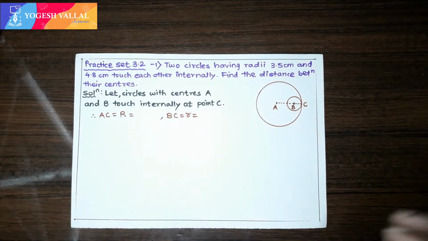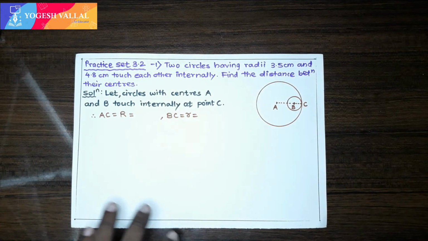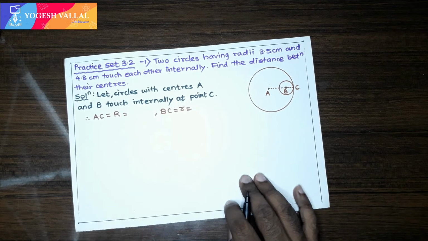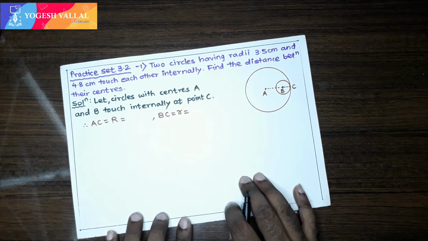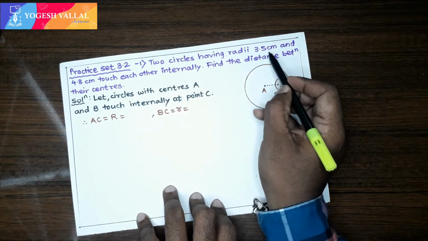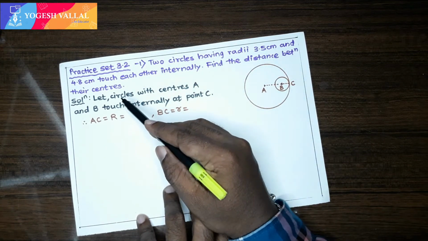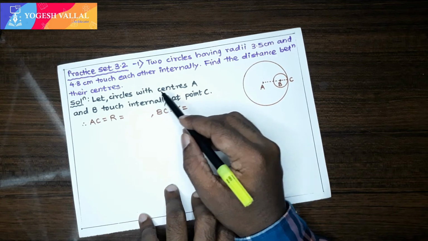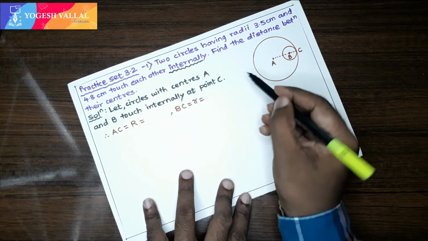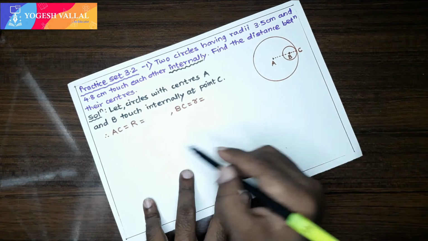So friends, today we are going to discuss the first three problems of practice set 3.2. Let's start with the first problem. The first problem is: two circles having radii 3.5 centimeter and 4.8 centimeter touch each other internally. Mark the word internally. Find the distance between their centers.